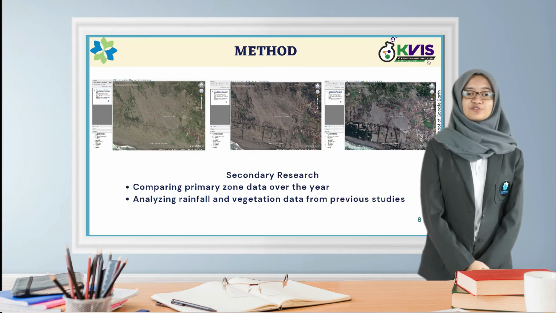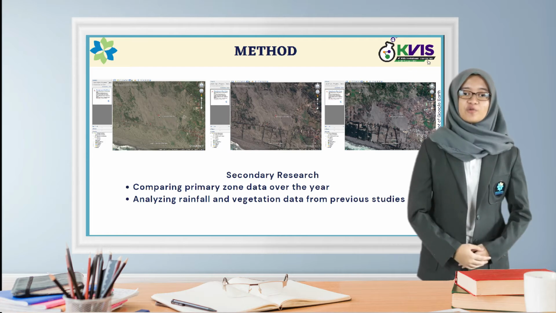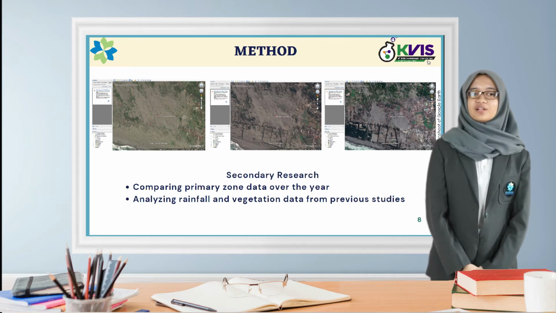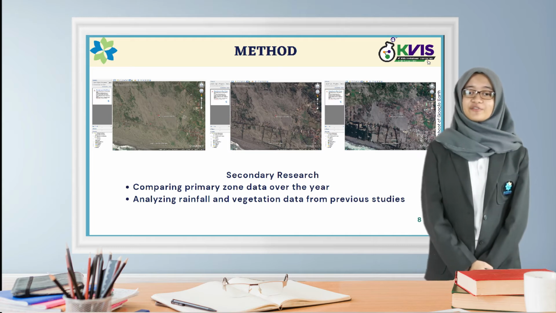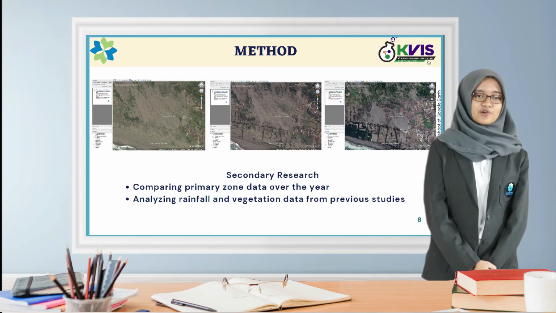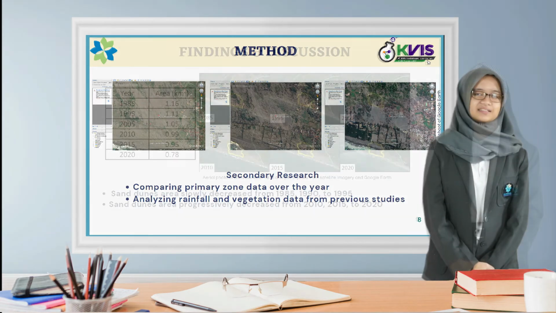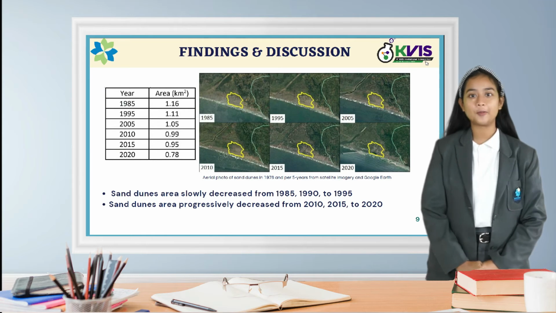This research is also supported using secondary method, which was done by processing data from Google Earth to compare primary zone area throughout the years. The rainfall and vegetation were analyzed by reviewing data from the previous studies. Now we have come to the next part, which is findings and discussion.